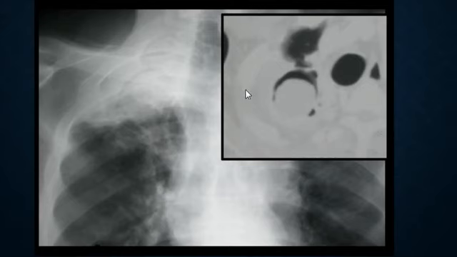Another example, you can see here an opacification of the right upper lung zone, okay, and there is some thin linear lucency here, which indicates the air around the fungus ball, okay? And when we took a CT scan, you can see obviously the air surrounding the fungus ball in a preformed cavity, okay?